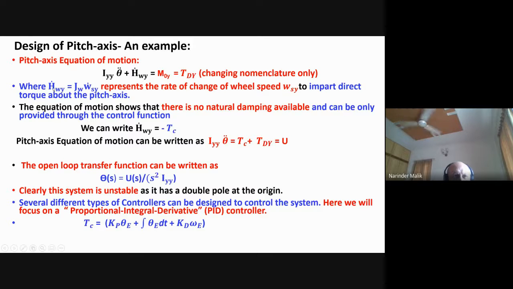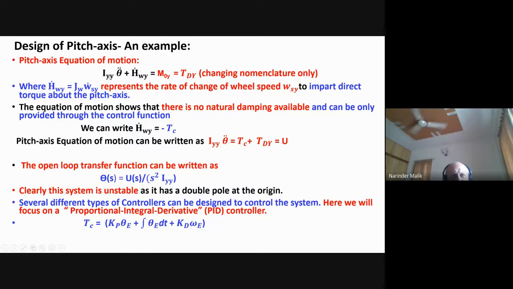Rate of change of angular momentum of the pitch wheel, I can write as inertia into speed. So this represents the rate of change of wheel speed omega s to impart the direct torque about the pitch axis. The equation of motion shows that there is no natural damping available and it can only be provided through control action. So we can write H_wy dot, which provides the control capability, as minus Tc.